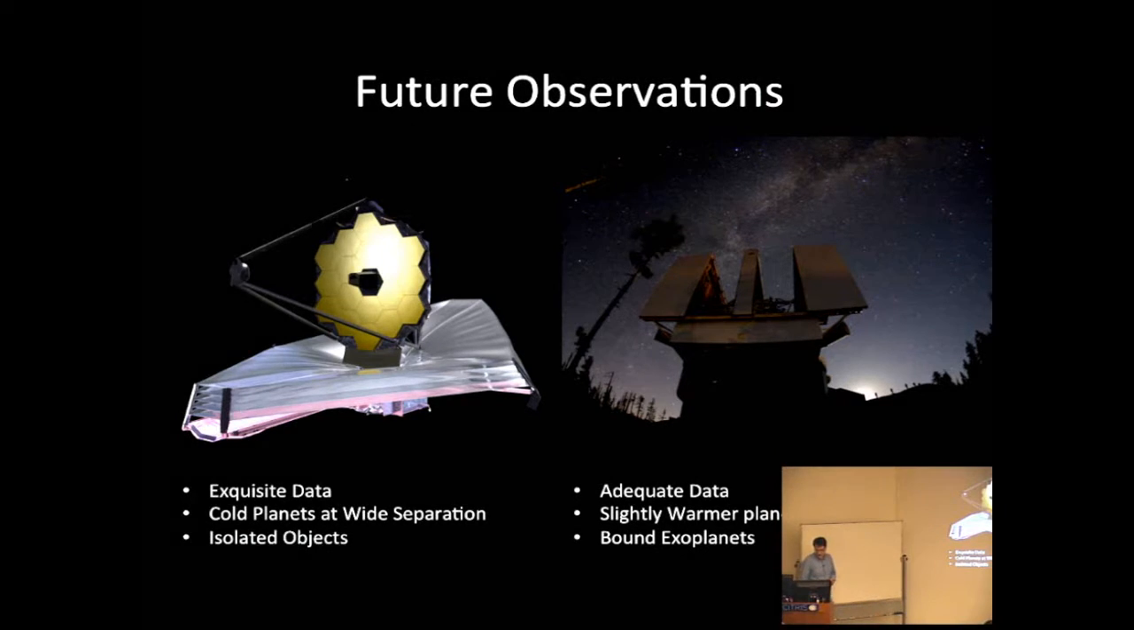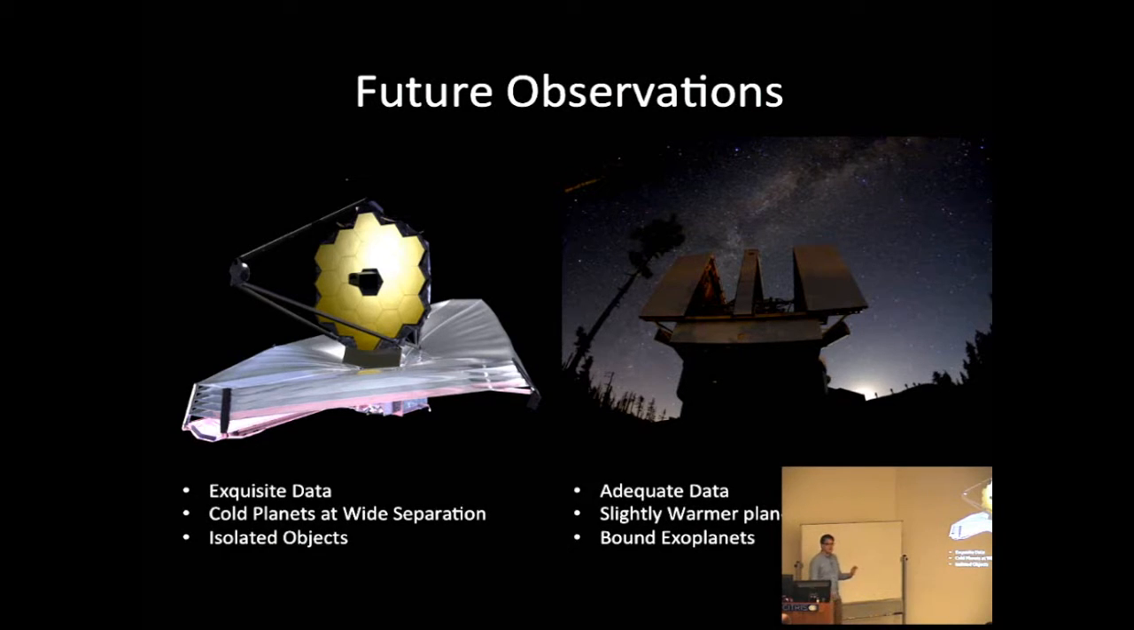So lastly, I just wanted to mention some future observations that might help us on colder exoplanets. On the left, I've got JWST, and JWST can take exquisite data of the isolated object, something like 250 Kelvin. That was a 30-hour spectrum with Gemini. It would probably take 10 seconds with JWST, at much higher signal-to-noise and at wavelengths that we can't even do from the ground. So it'll be tremendous for that sort of science. Cold exoplanets at very wide separations, several arcseconds, hundreds of AU from their host stars, JWST will be able to do that as well.